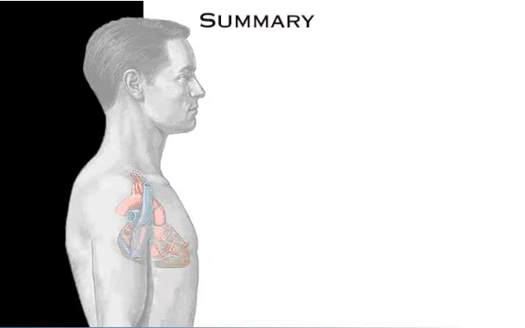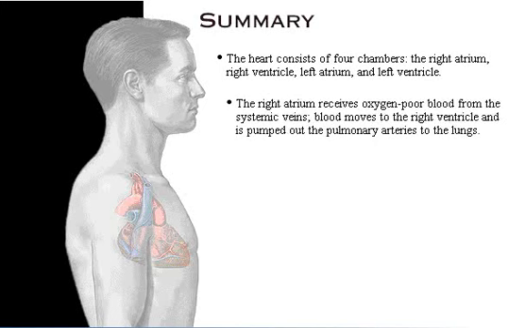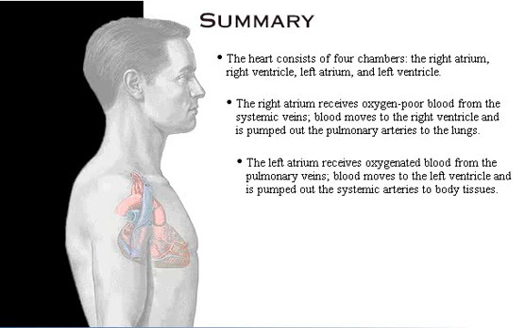Here's a summary of what we've covered. The heart consists of 4 chambers: the right atrium, right ventricle, left atrium, and left ventricle. The right atrium receives oxygen-poor blood from the systemic veins. Blood moves to the right ventricle and is pumped out the pulmonary arteries to the lungs. The left atrium receives oxygenated blood from the pulmonary veins. Blood moves to the left ventricle and is pumped out the systemic arteries to body tissues.